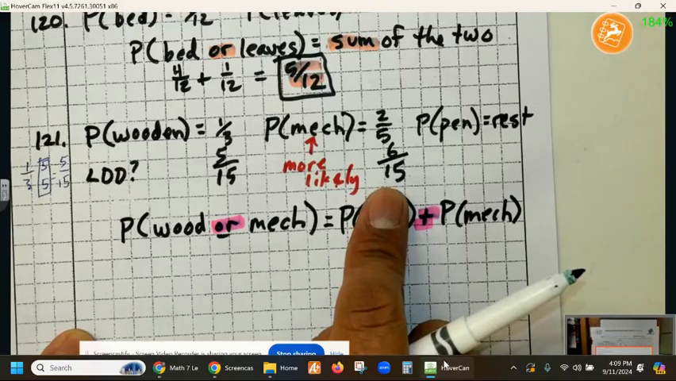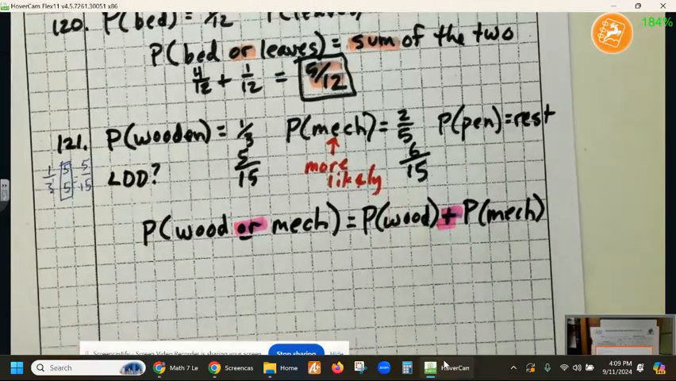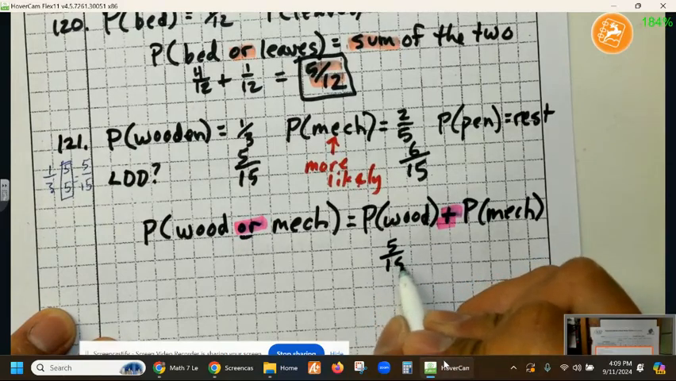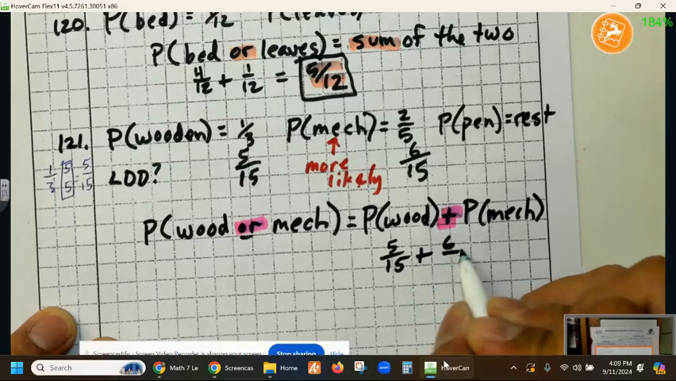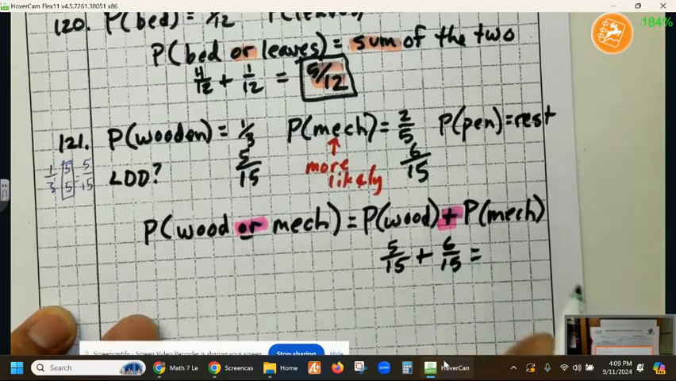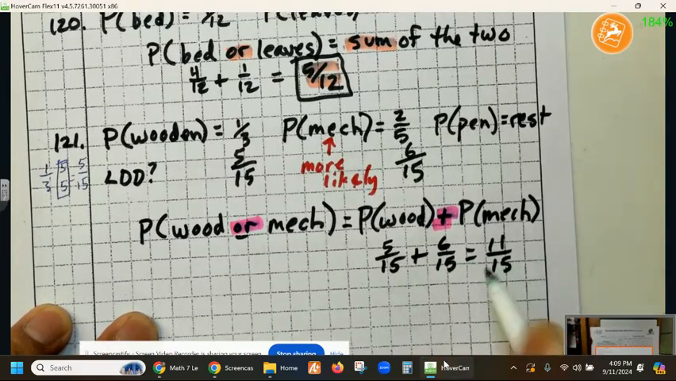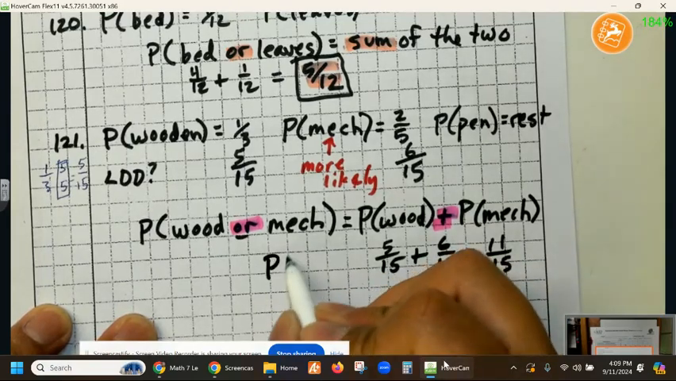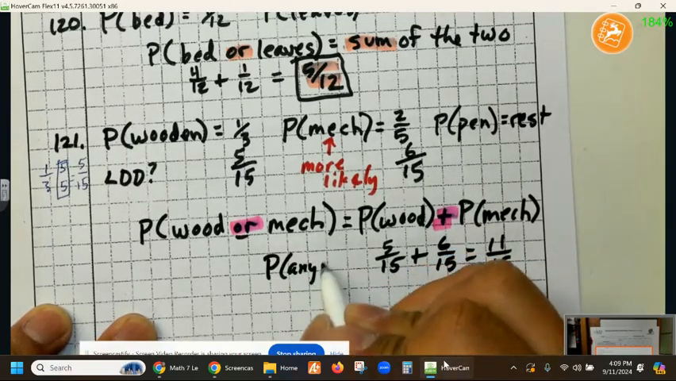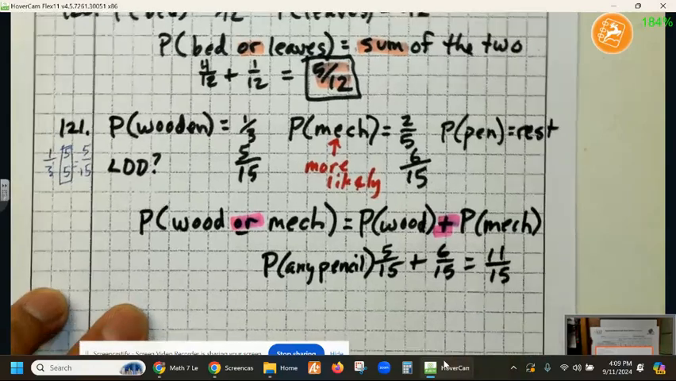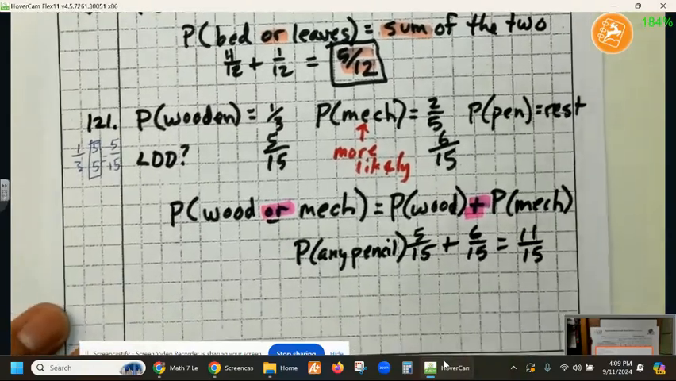So let's go ahead and find out what is the probability of getting any pencil. Wooden pencil plus mechanical pencil. Probability of any pencil is 11/15. Okay, so this is the probability of any pencil. 11/15.